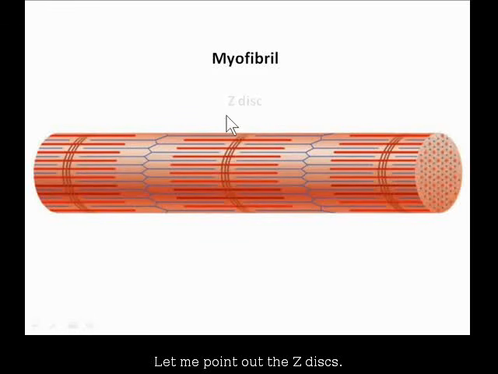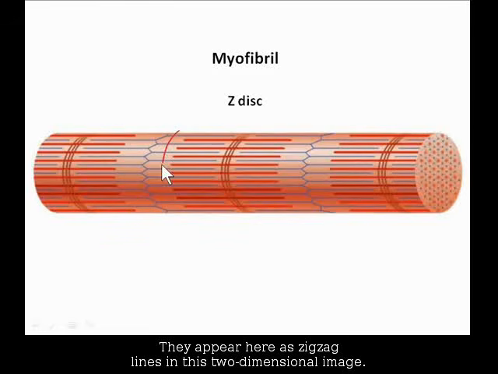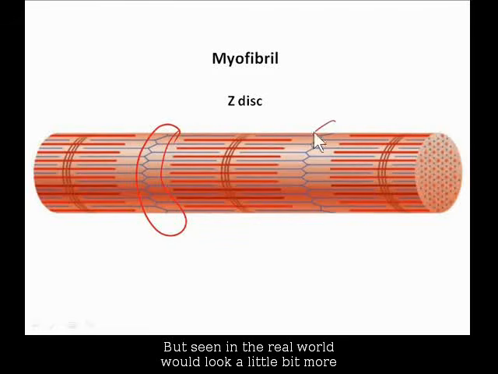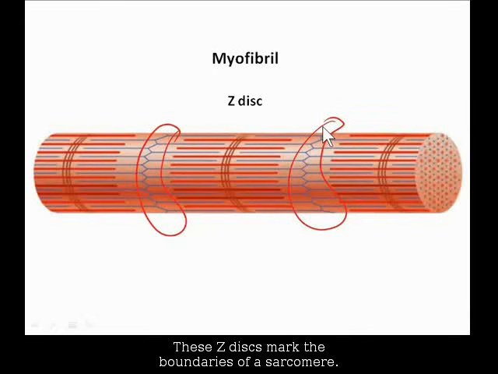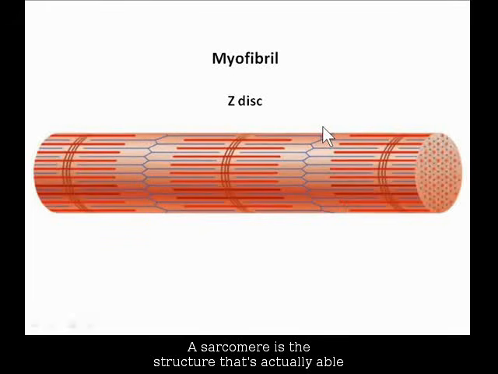Let me point out the Z-discs. They appear here as zigzag lines in this two-dimensional image, but seen in the real world would look a little bit more like a round waffle turned on its side. These Z-discs mark the boundaries of a sarcomere. A sarcomere is the structure that's actually able to contract.